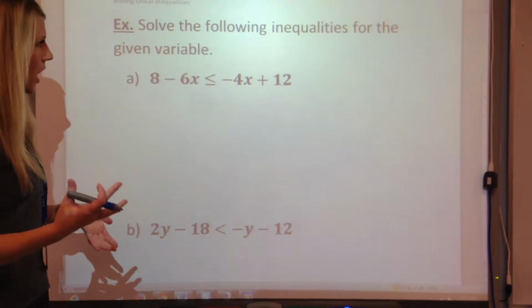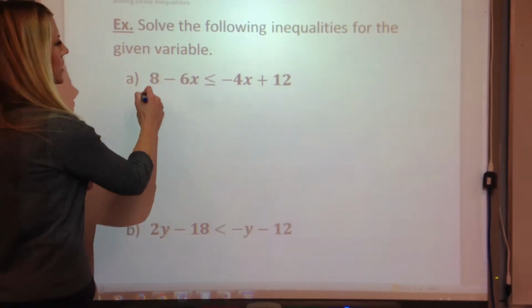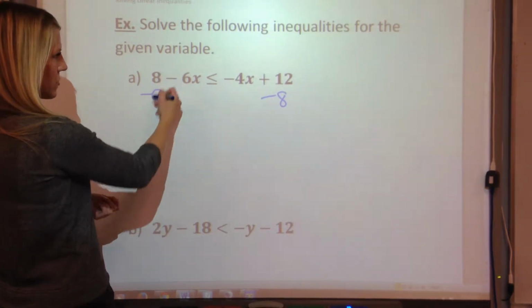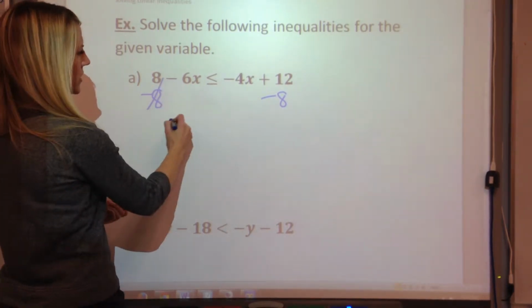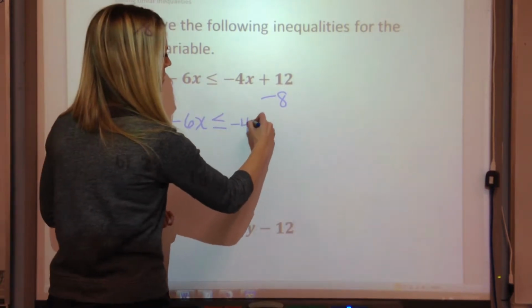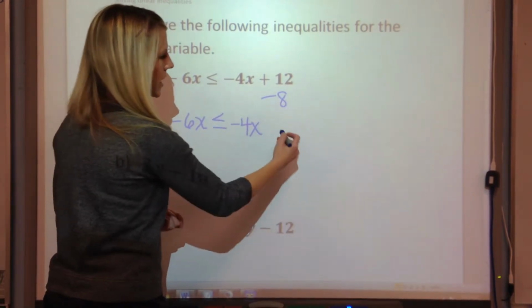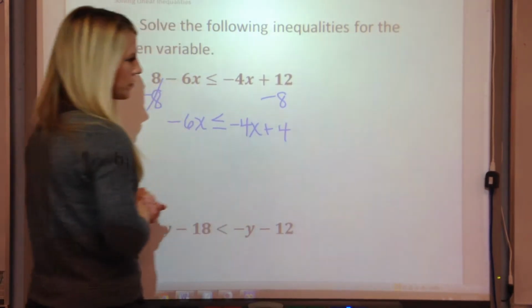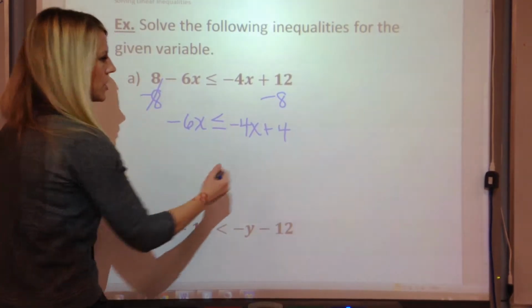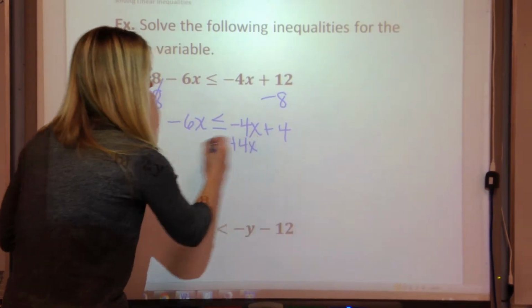So I'm going to start by subtracting 8 from both sides. So 8 minus 8 is 0. I bring down what is left. So negative 6x is less than or equal to negative 4x. And then I have 12 minus 8, which is a positive 4. So I got my constant, my number, to the right, so let's get the variable to the left. So I can add 4x to both sides.